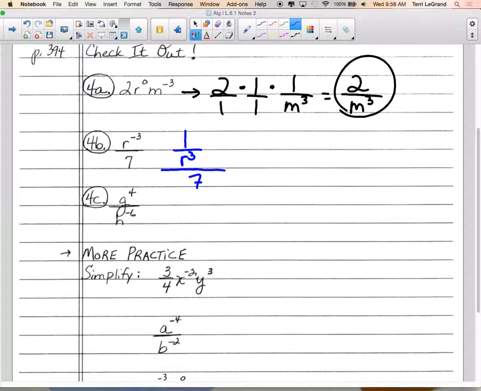I'm thinking about that problem yesterday where we had 1 over x to the negative n power. What we did was we divided: we took 1 divided by 1 over x. So we took the numerator divided by the denominator. Is that what we did? So we could rewrite this as 1 over r to the third power divided by 7. Is that what that says, right? That fraction? The numerator is 1 over r to the third power. We can divide it by the denominator, which is 7.